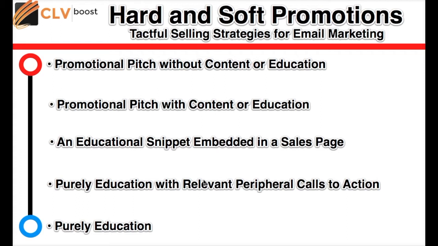So I'm going to talk about the 5 basic kinds of promotional content, or the scale of promotional content that we can send to our email list. The nitty-gritty and nuances of this can go deeper, but I've basically broken it down to the 5 core types of material that we can send out in an email, from hardest to softest in terms of our promotional approach. What often is associated with promoting with email or selling with email is a purely promotional pitch without any kind of necessary content or education.